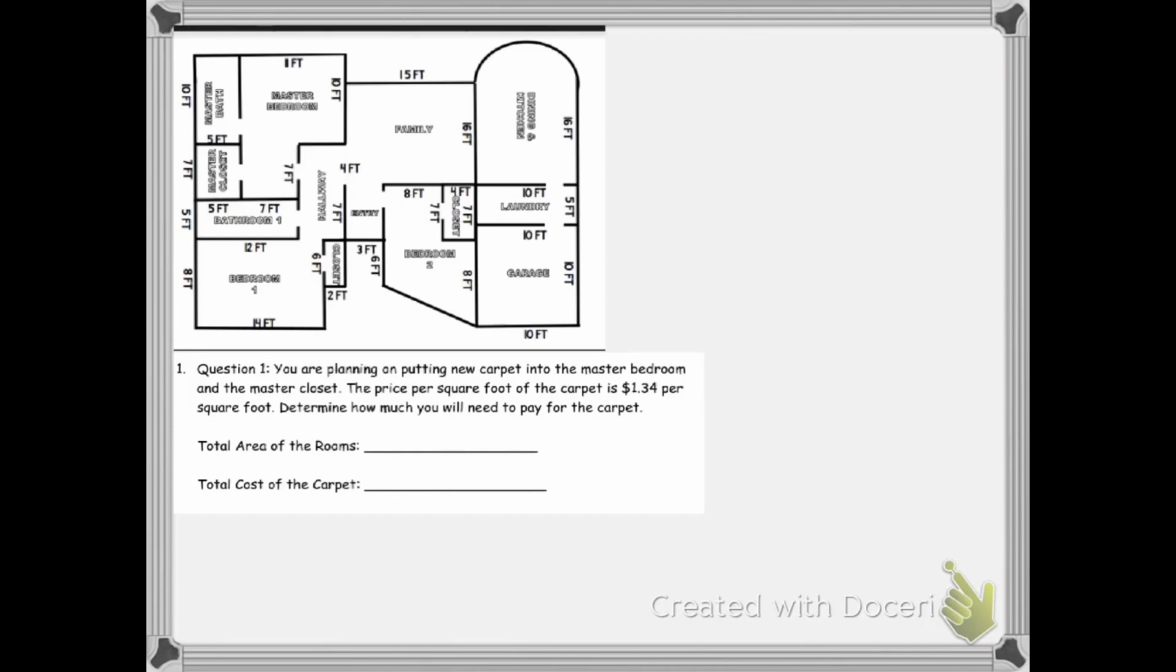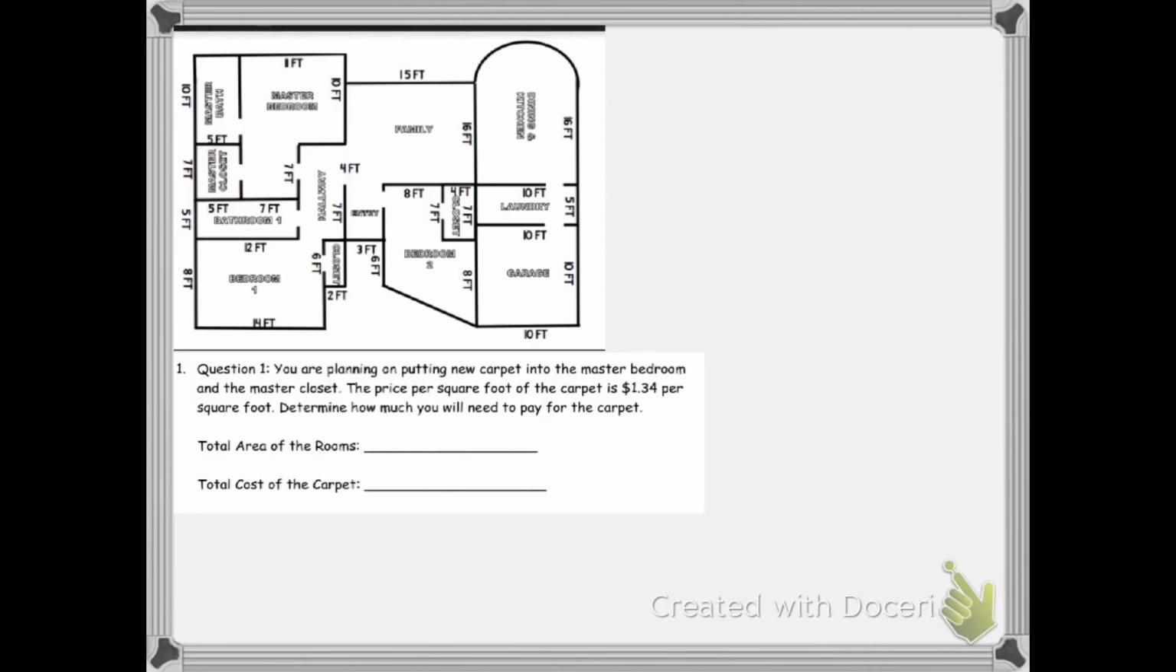Alright, so the first question here, we have our blueprint of the house. It says you are planning on putting new carpet into the master bedroom. So first thing you want to do is identify the master bedroom, which is this area right here. And the master closet, so that's right here. So we're going to carpet both of those. I know as a kid you may not know this, but most of the time you're not going to carpet a master bathroom. So it's those two rooms. I'm going to erase that for now.